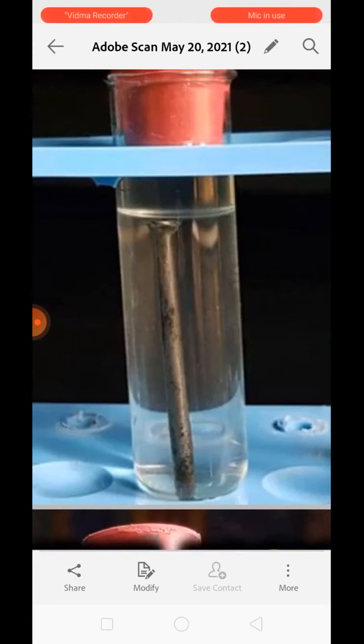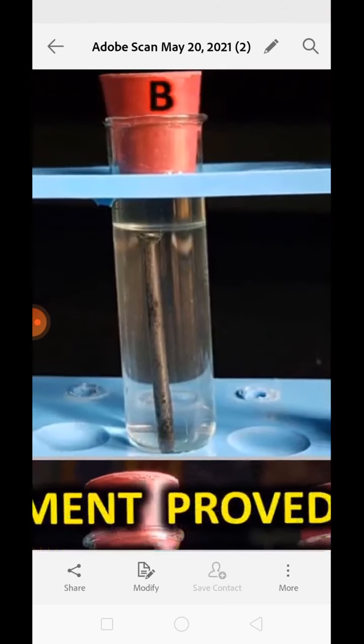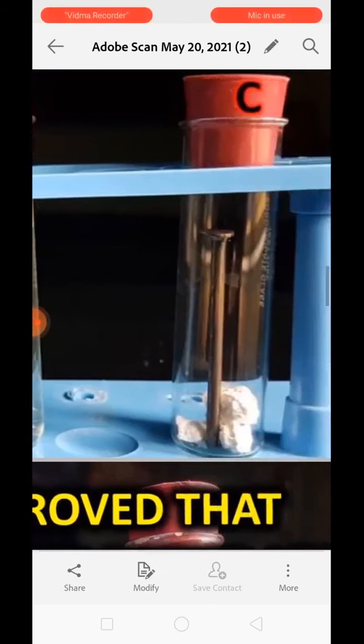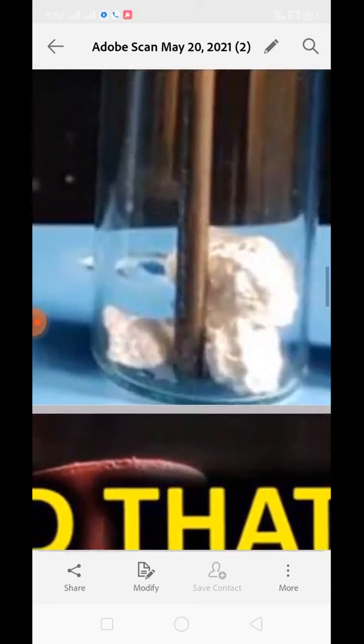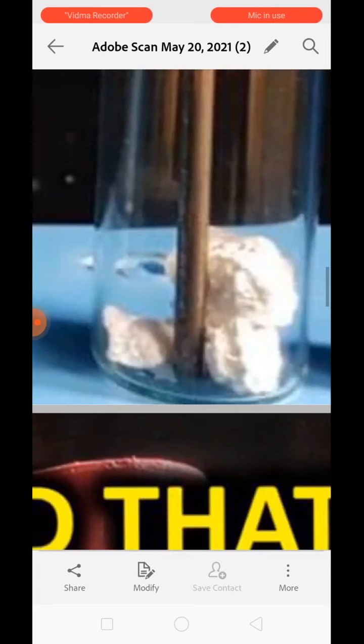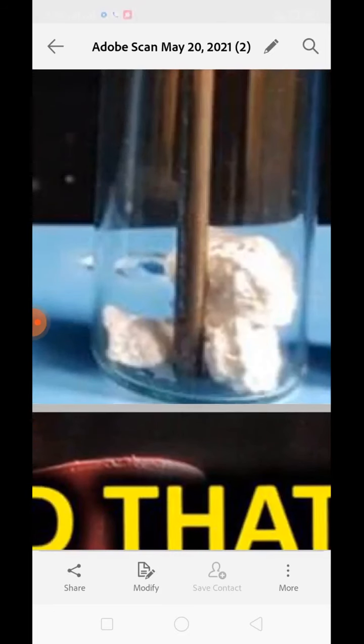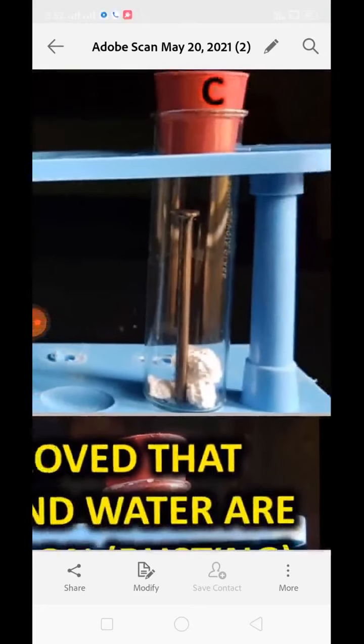Because mustard oil is lighter than water, it will float on the surface in the test tube. In this way, it will break the contact between the air and water, so no more oxygen can dissolve into this boiled water. Now in test tube C we have placed anhydrous calcium chloride.